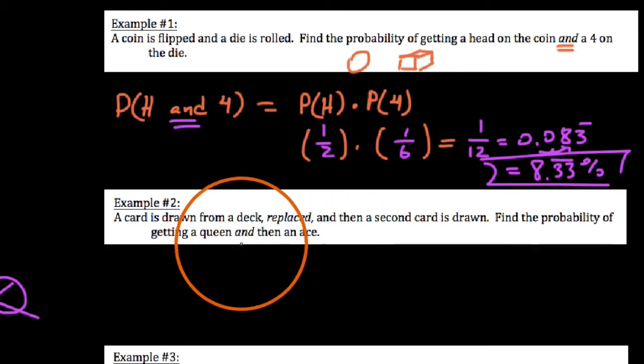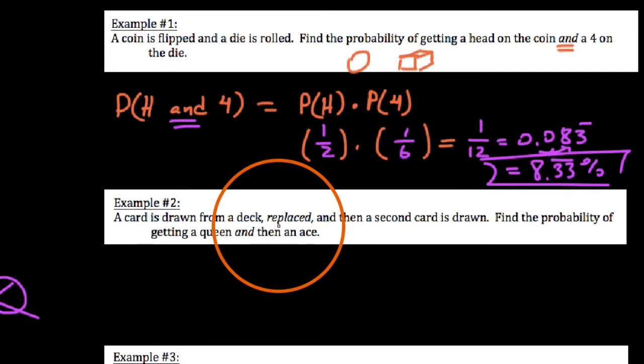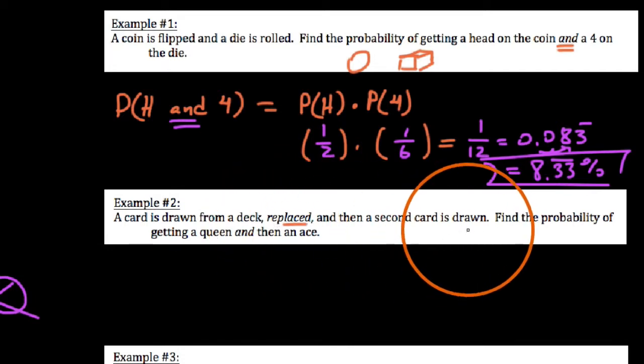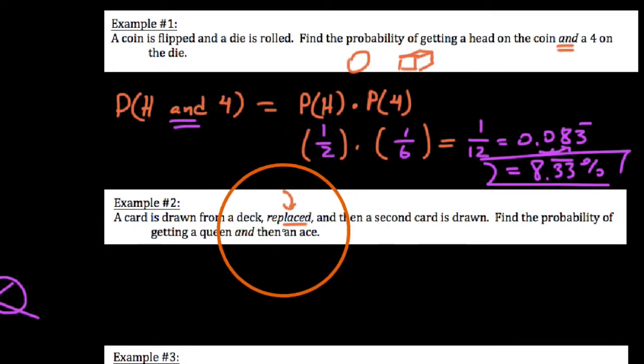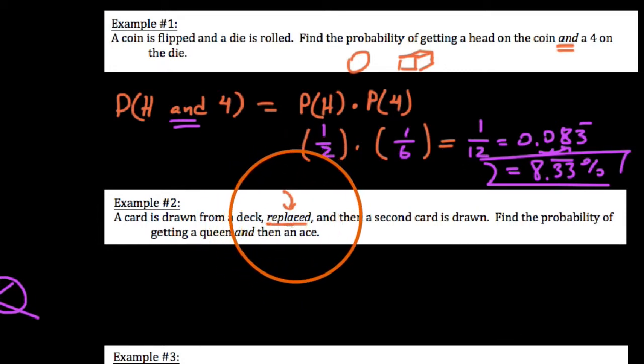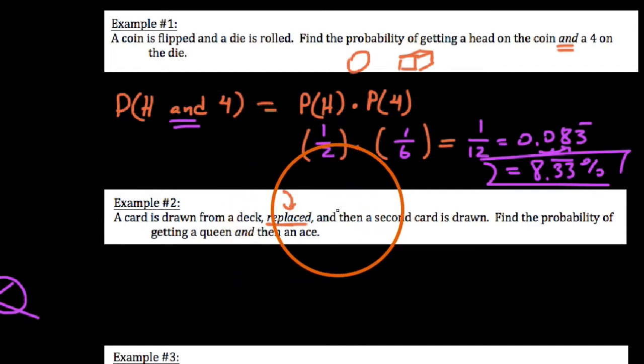So now let's take a look at these last two examples. We say a card is drawn from a deck, and this is a key word here. Then we replaced it, and then a second card is drawn. The reason why replaced is a key word here is because if you did not replace that first card, then we would be talking about dependent events. The first card not being put back would affect the probability of that second card being drawn.